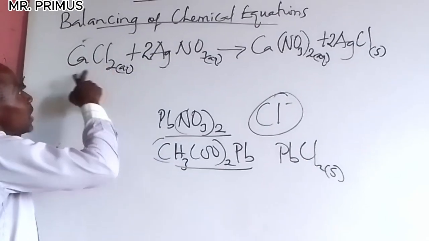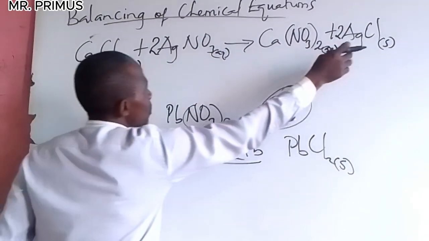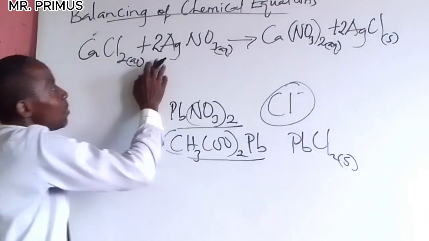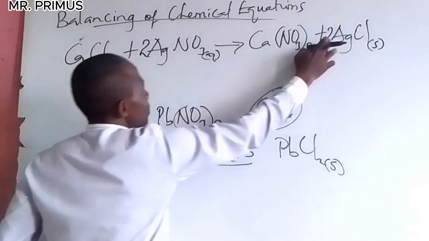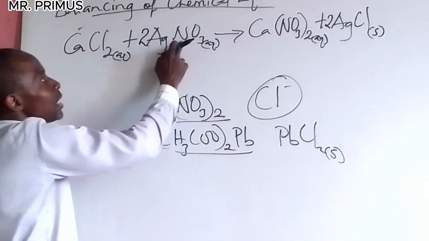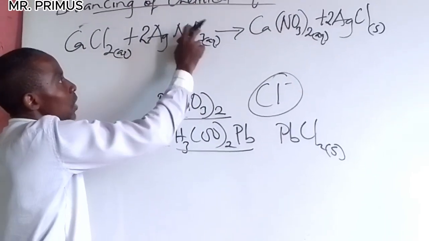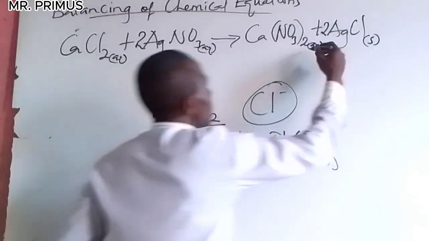Now let's do it again. Calcium 1, calcium 1. Chlorine 2, 2 chlorine. Now come to here. 2 silver, 2 silver. You see that by adding these 2, it has balanced even nitrogen. 2 nitrogen, 2 nitrogen. 3 times 2, 6 oxygen. 3 times 2, 6 oxygen. So this is balanced. Hope you can see that.